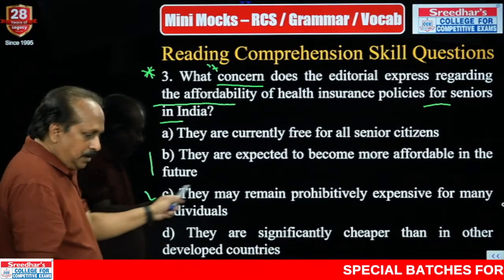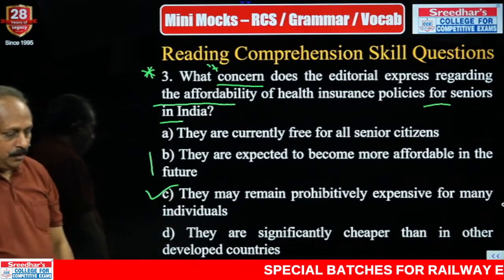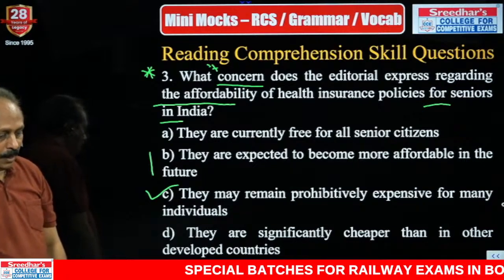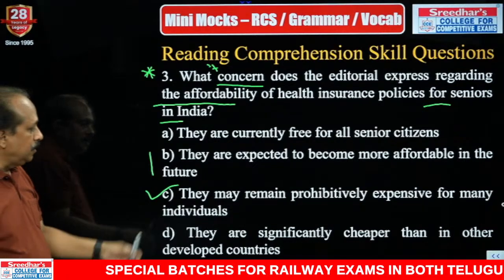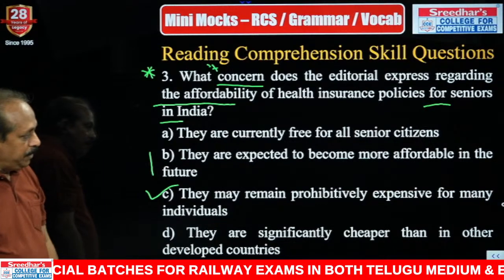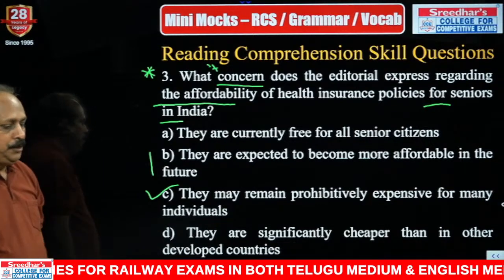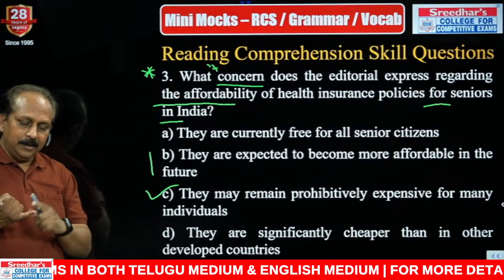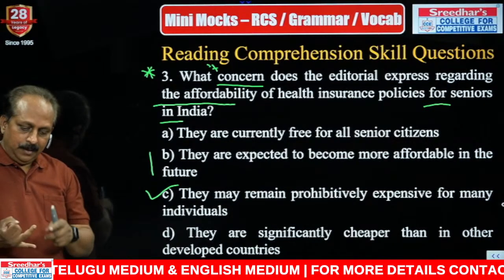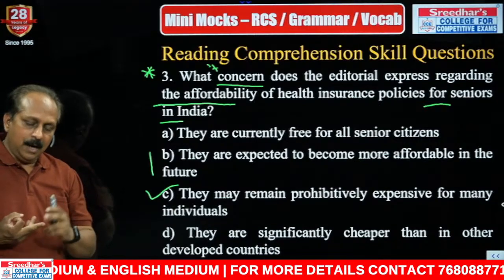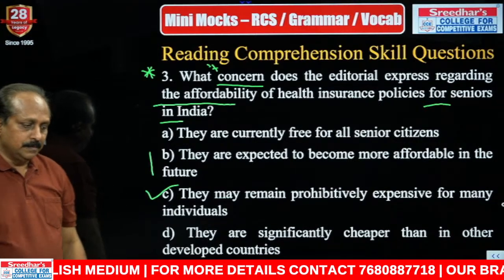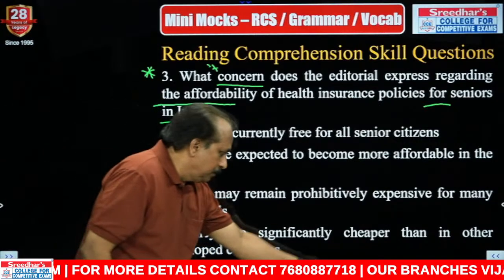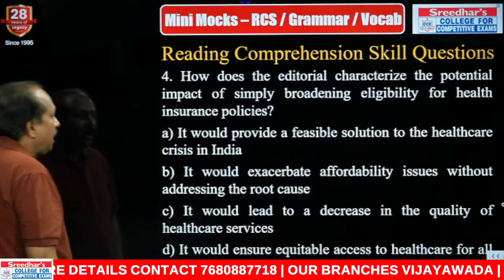Answer is C. Nagendra Babu and Lakshmi, they got it right. C is the answer. They may remain prohibitively expensive for many individuals. That is the point. Editorial talks about a widening of the demographic groups, affordability factor, and third, senior citizens. C is the answer. Next one is also challenging.